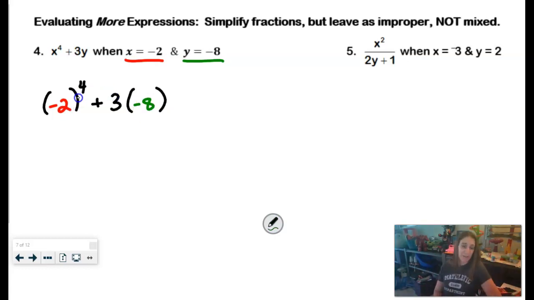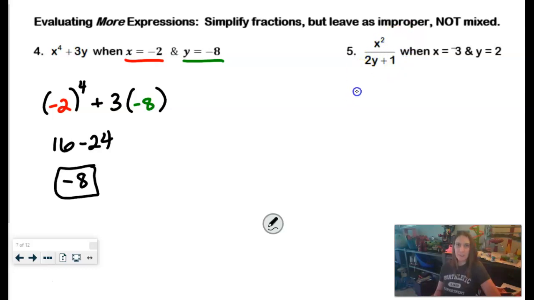Negative 2 to the 4th power, that's going to give me a positive result because it's even powered. 2 to the 4th is 16, so 16. And then positive 3 times negative 8 would be a negative 24. And if I did 16 minus 24, that would be a negative 8. Awesome. All right, so see, we can do it without a calculator. It's just not fun.